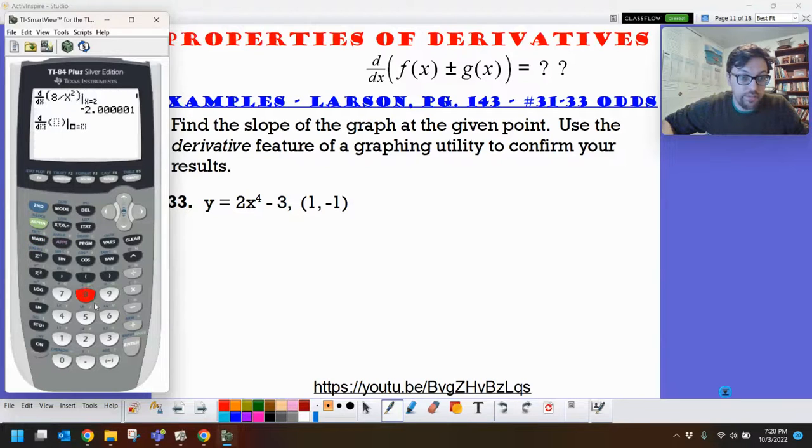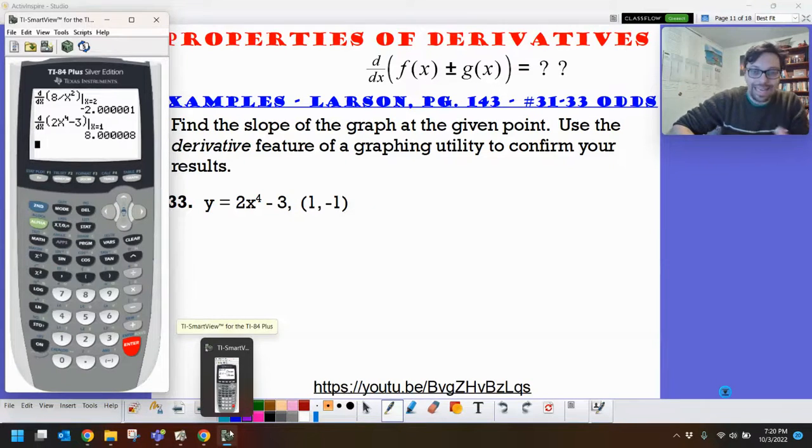So I'm going to go n-deriv. It is my 8th option. So I would like to find the derivative with respect to x, so I'm going to put x in that denominator. I'm going to put in my function, 2x to the power of 4 minus 3. I would like to find my derivative at the x value of 1. I want the x value of 1. And I put that in, and I get 8. It is apparently 8 for my answer.